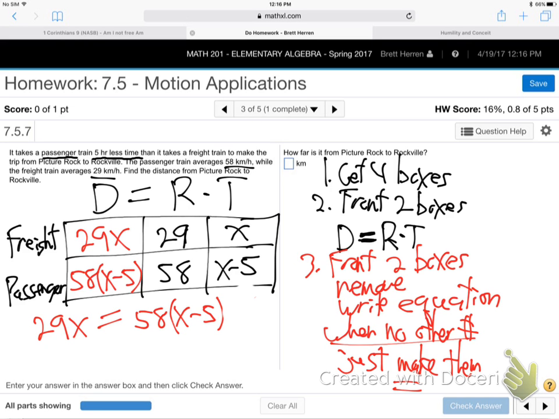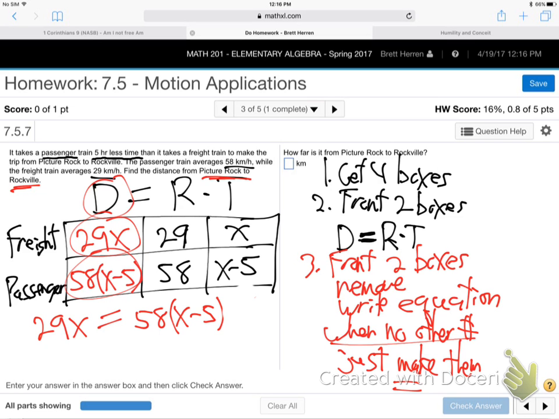Why logically, real life? When I say logic, I mean real life. Why real life would those be equal? They are distances, remember? They're under the D. Why would the distance the freight train goes be the same, equal, to the distance the passenger train goes? If they have the same destination. Yeah, we're talking about the same trip. Just doing it faster or slower. Right? It's the trip from wherever to wherever. Picture Rock to Rockville. We're not talking about a different trip for the two trains. We're just talking about one doing that trip faster than the other.